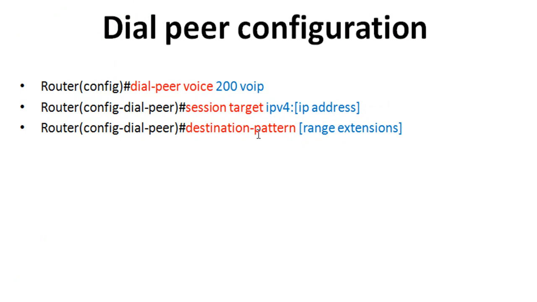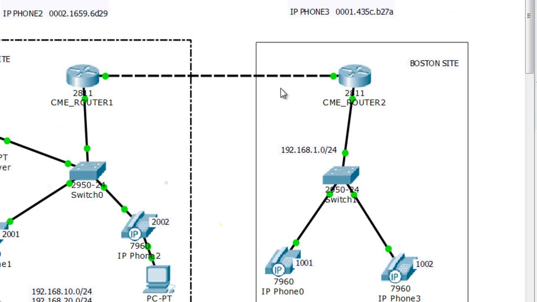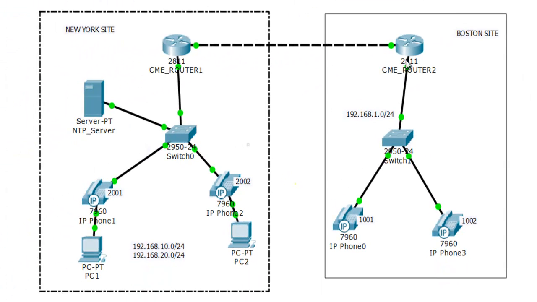And this is telling the router the extension numbers it knows about. It's just like configuring static routing, you know. We're going to tell this router about these extensions, 1001 and 1002. So I'm going to do destination pattern.